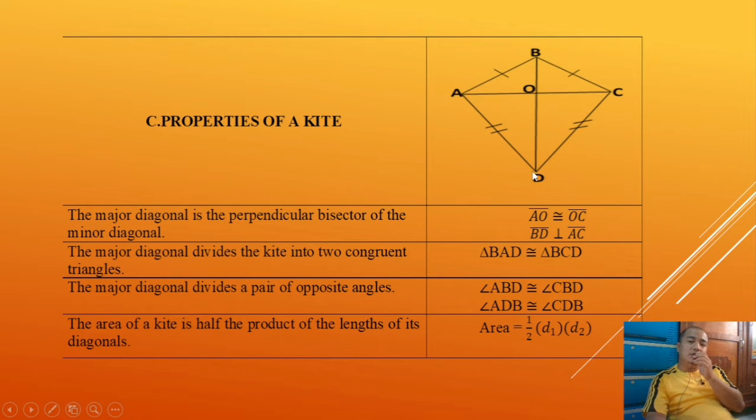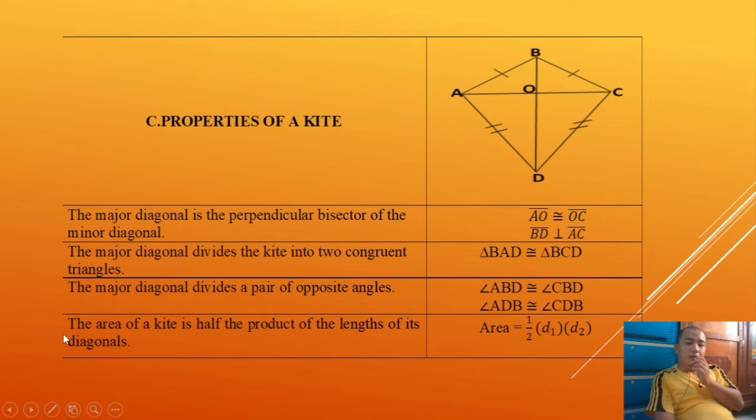Triangle BAD is congruent to triangle BCD. The major diagonal divides a pair of opposite angles. So in the kite ABCD, angle ABD is congruent to angle CBD, and angle ADB is congruent to angle CDB.